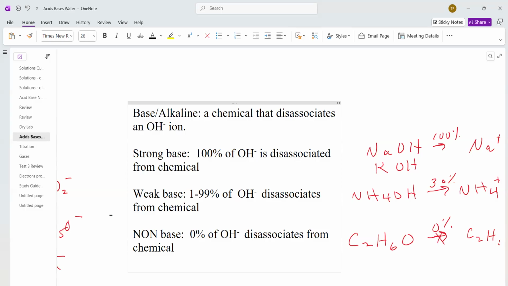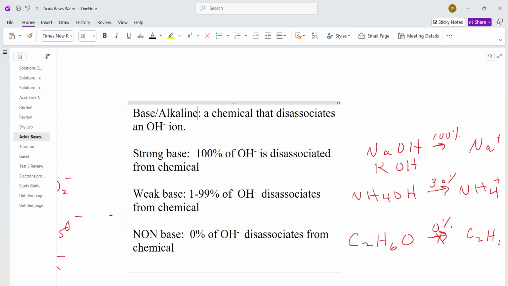Biological systems talk about alkaline, like a lake turning alkaline versus acidic versus neutral. I'm going to be referring to them for the rest of the semester as bases, not alkaline. But just keep in mind, alkalinity and basic are the same. Okay, so there are three kinds of bases: strong base, weak base, and a non-base.